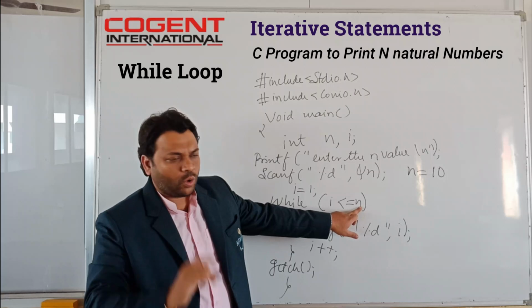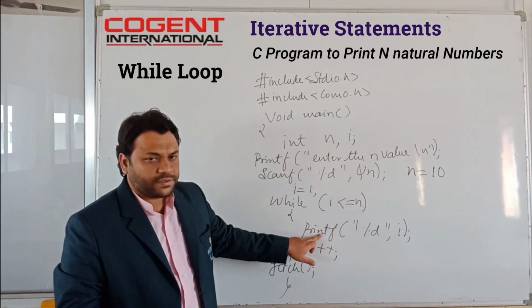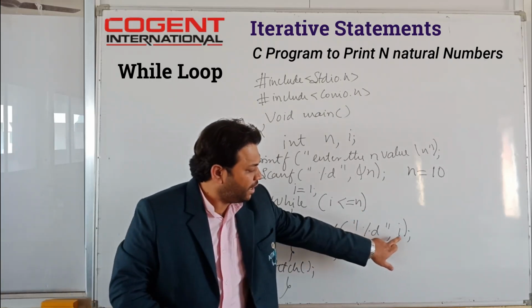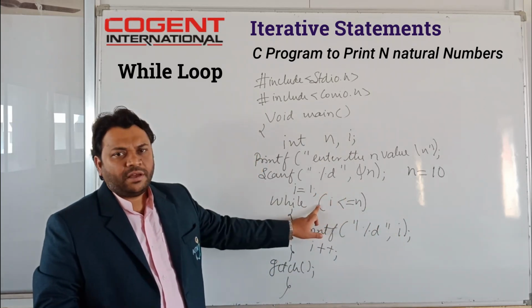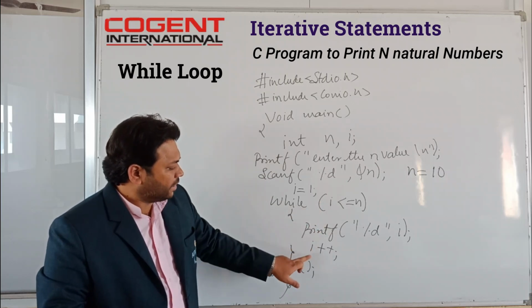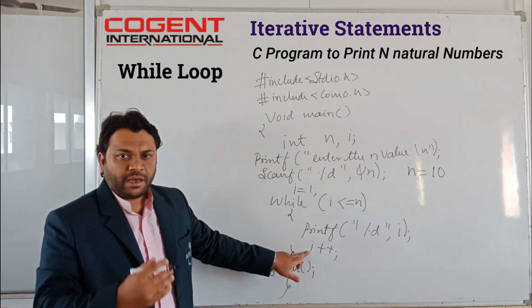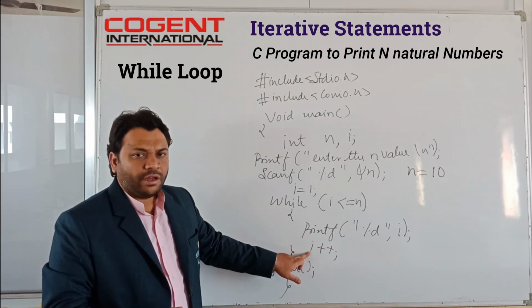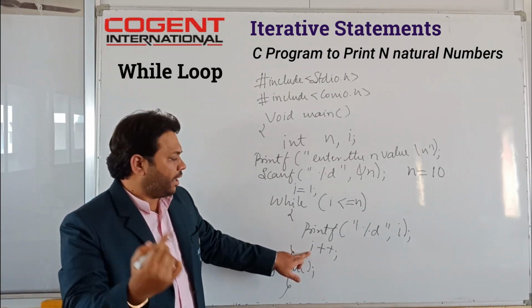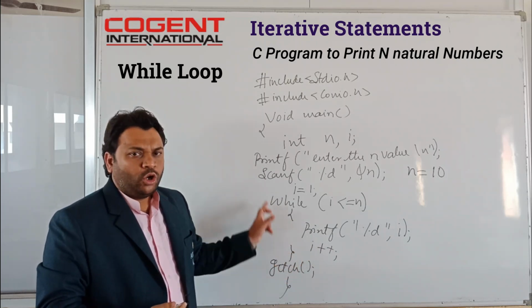Now 1 is less than or equal to 10. Yes, it becomes true. Then it will execute the statement printf("%d", i). It will print the i value. What is the i value? Initially it is 1. Next, the statement is i++, which increments by 1. i++ indicates that I am going to increment the i value by 1. So now the i value becomes 2.